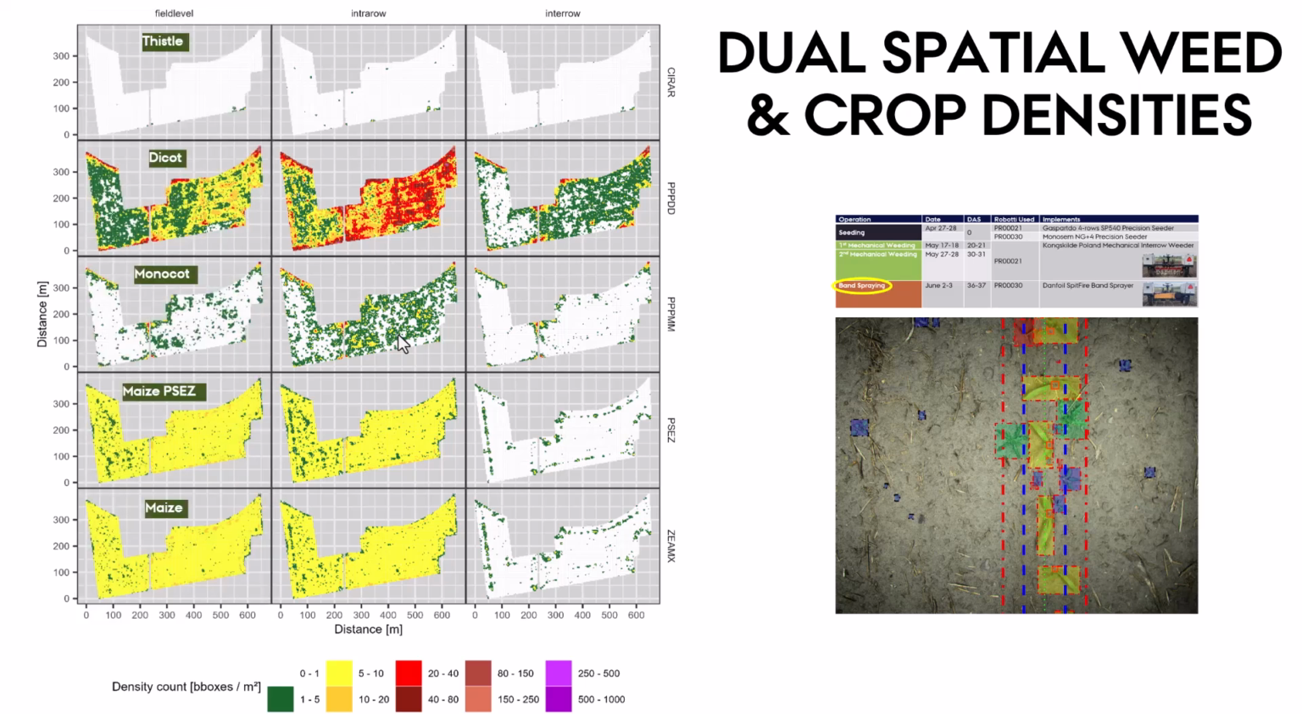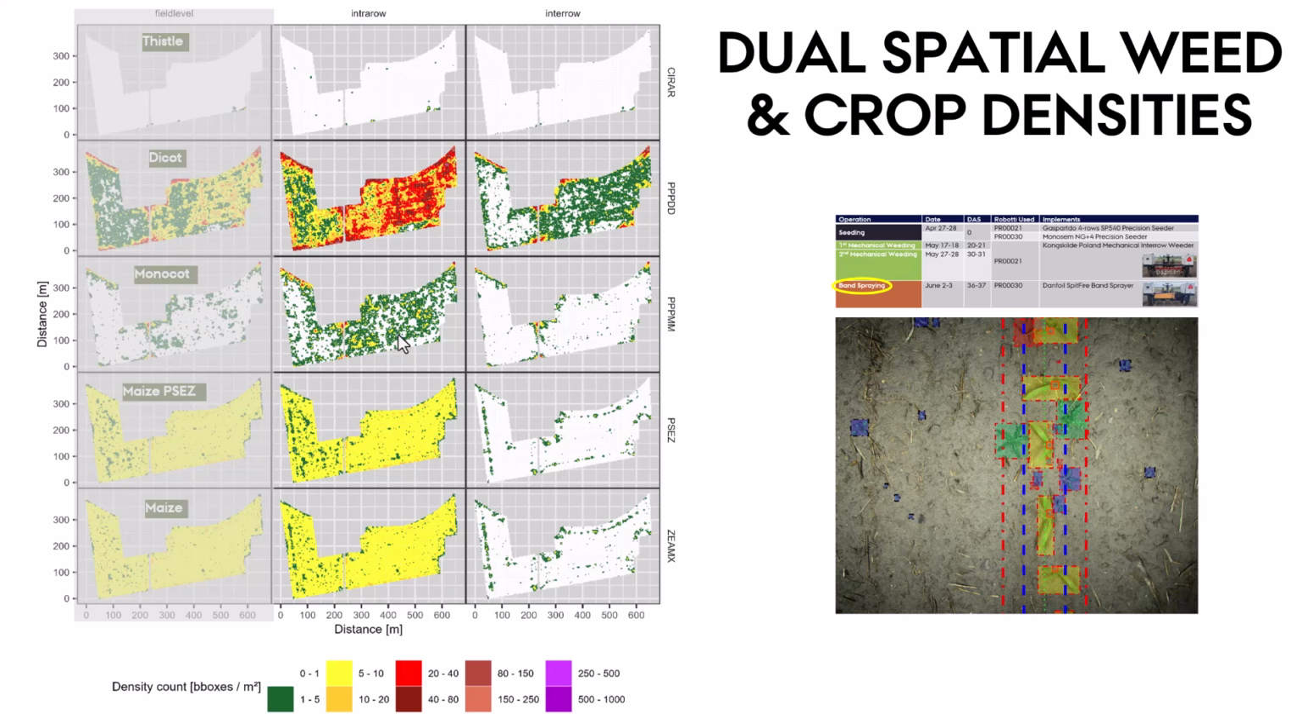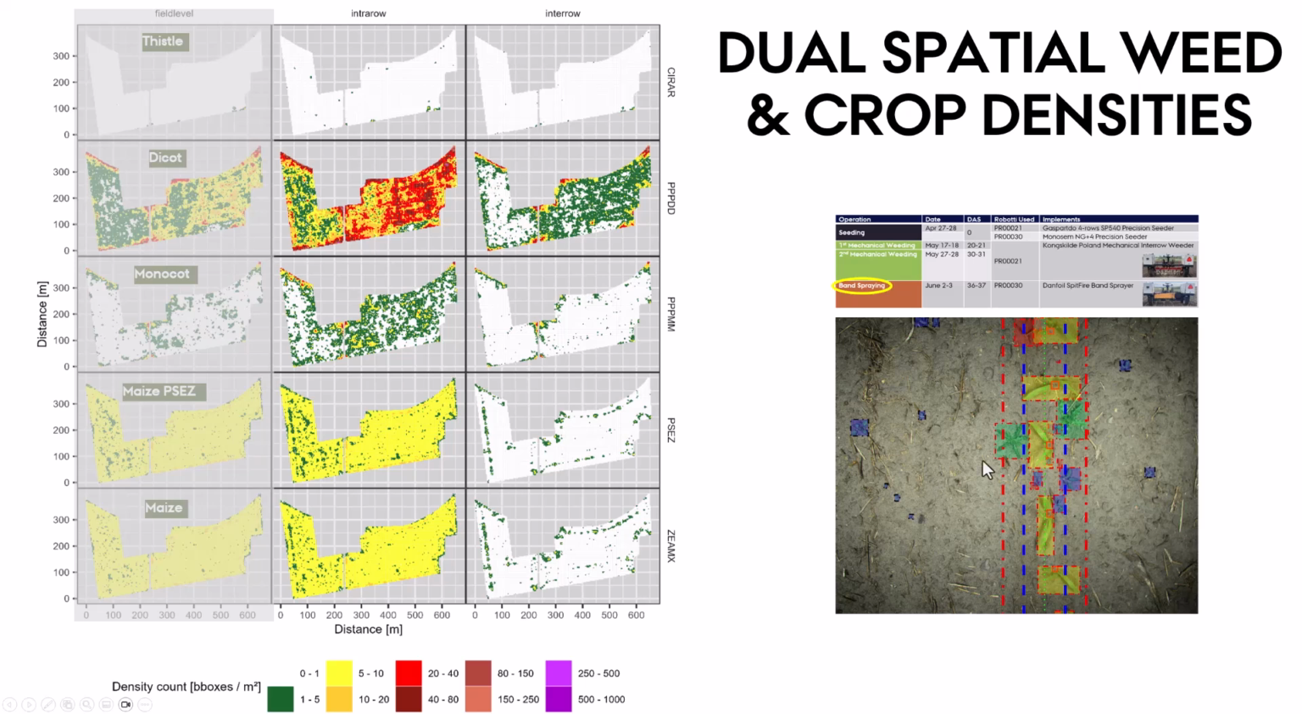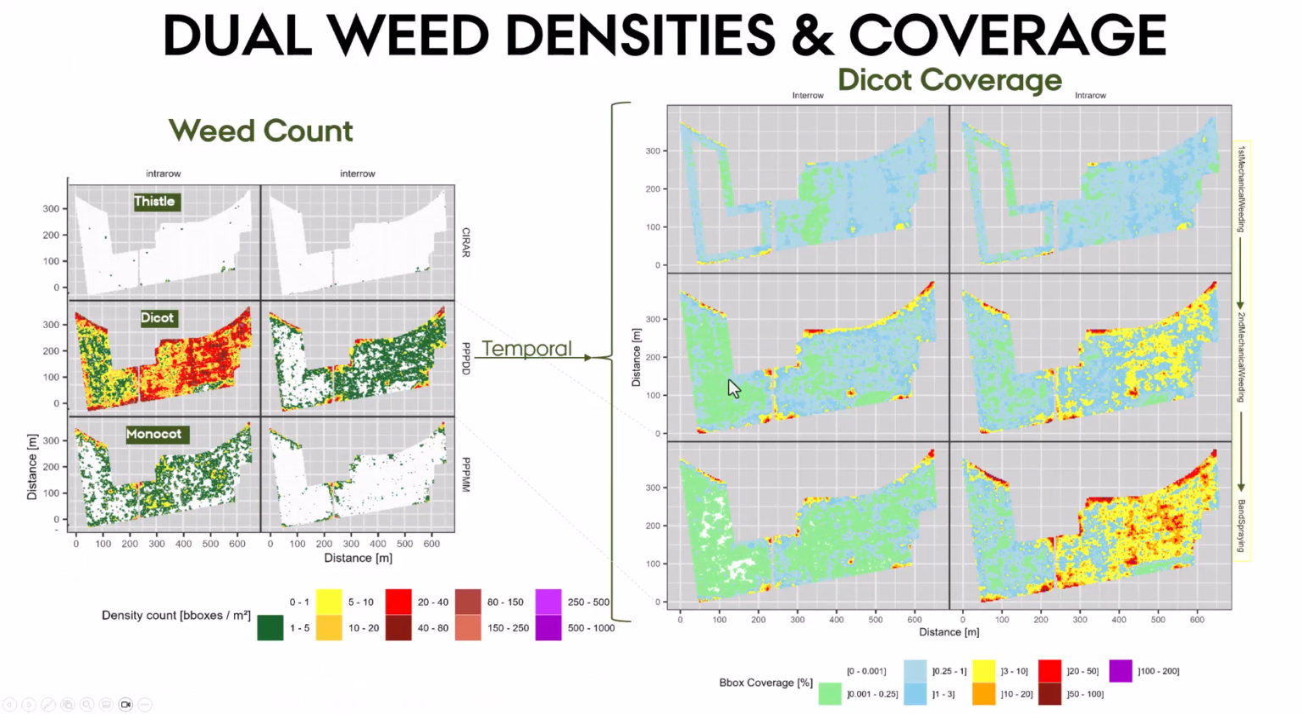So we will get rid of the field level, agreeing that we don't look at the field level when you have two different modes of action. Here we have the weed count, but what we could also do is look at the coverage. If you look at the bounding box, we could use the area they cover in the band. And that's what we're doing here, but we're also adding the temporal dimension.